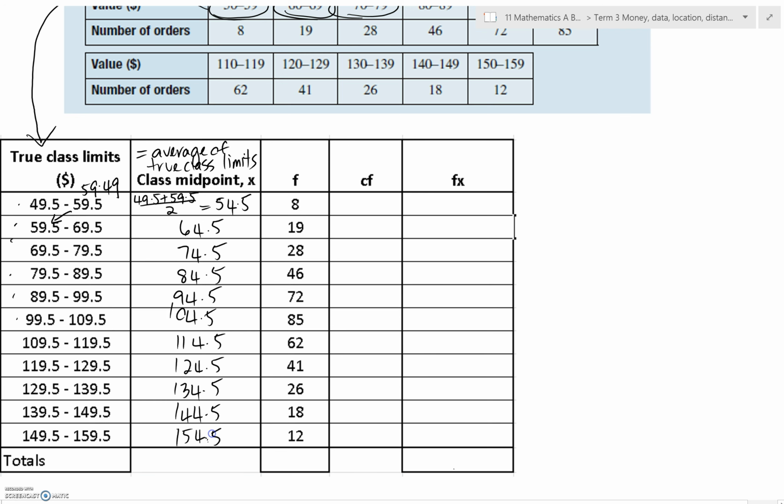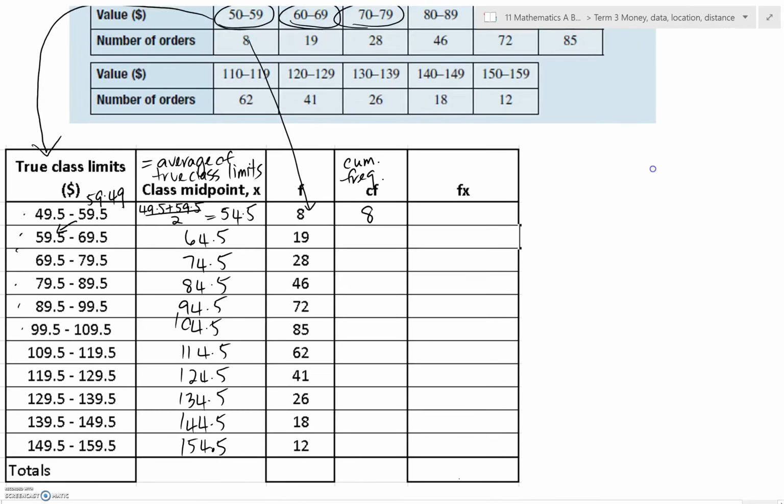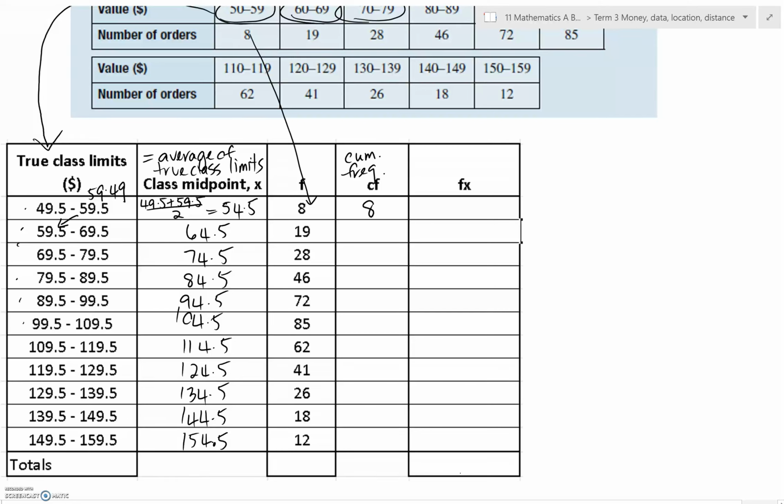Okay, now the F values, the frequency, comes straight from this table here, and it's just transcribed down into our vertical layout. CF, cumulative frequency. Just like we worked this out before, the first frequency and cumulative frequency are the same. The second one is going to be our total cumulative frequency plus the next total, 8 plus 19, which is of course 27. The next one is going to be 27 plus the next one, and so on.